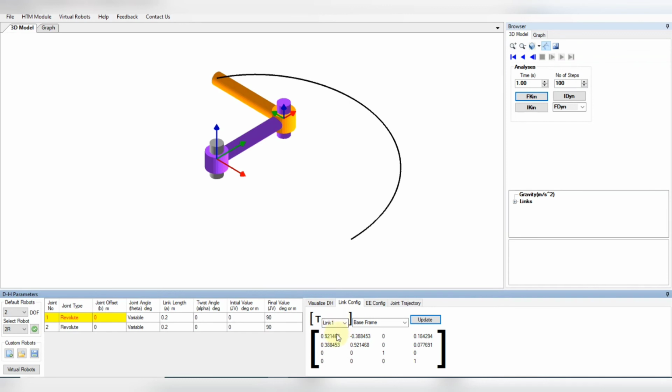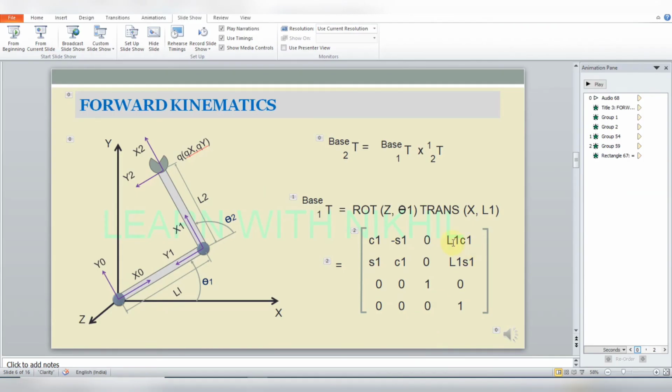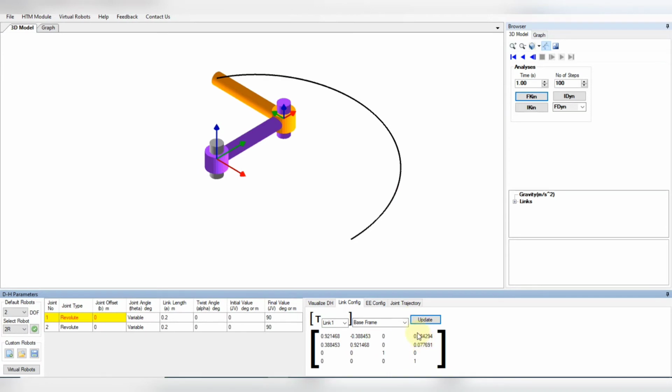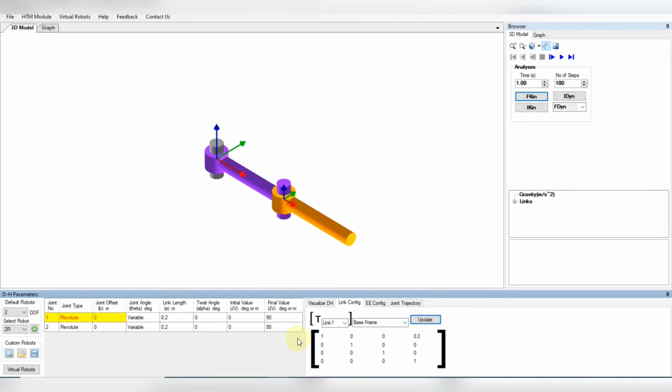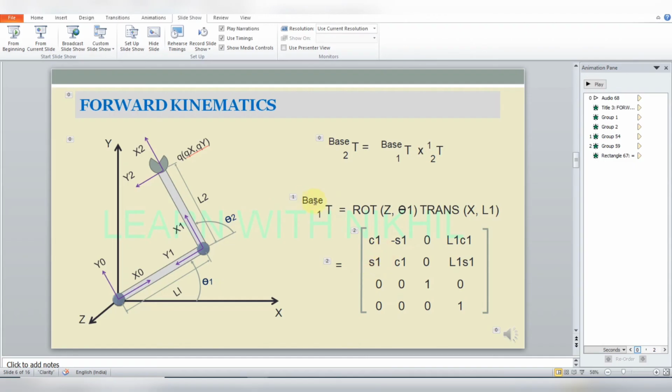So we have got this random theta value, and also the length of the link and its random value. The position is nothing but L1 cos theta 1, L1 sin theta 1. So we have put these values and we have got these values. So this is how we have found the 4x4 transformation matrix using this Robo Analyzer software. So this is just for T1 with respect to the base.